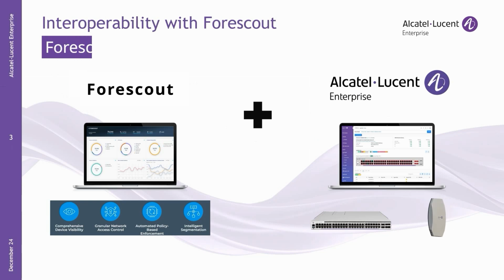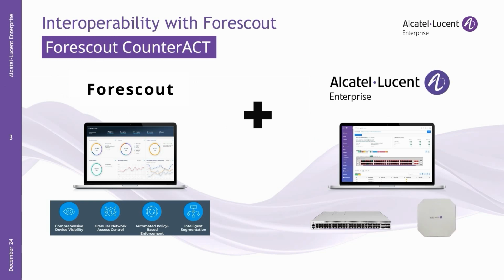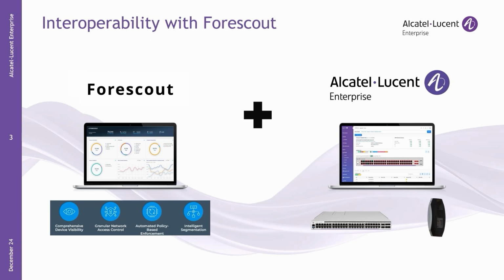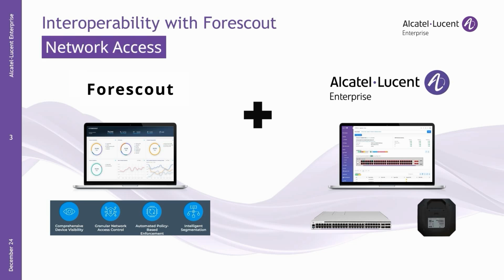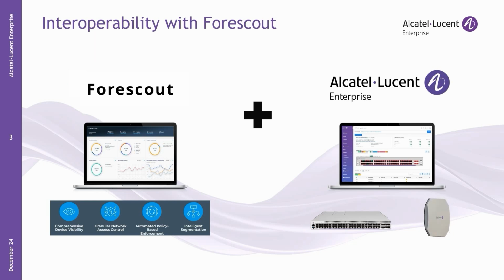Let's take a moment to talk about Forescout and their powerful platform, CounterACT. Forescout is a leader in network security, offering solutions that give organizations complete visibility and control over all devices connected to their networks. The flagship platform, CounterACT, is a robust network access control solution designed to address the challenges of modern IT environments. It provides comprehensive device visibility, granular network access control, automated policy-based enforcement, and intelligent segmentation. What sets Forescout CounterACT apart is its agentless operation.